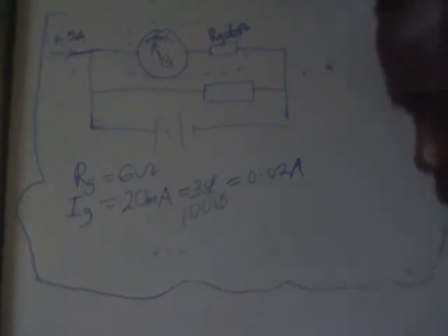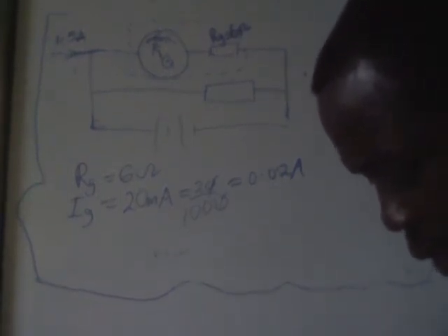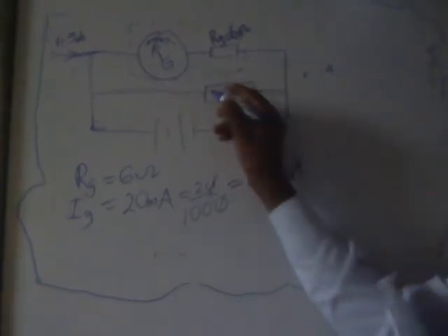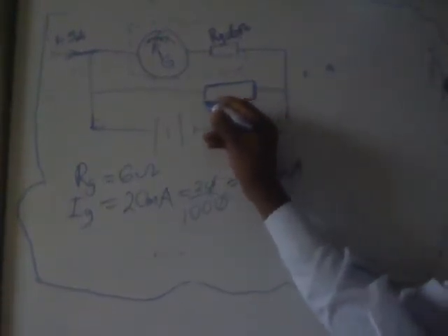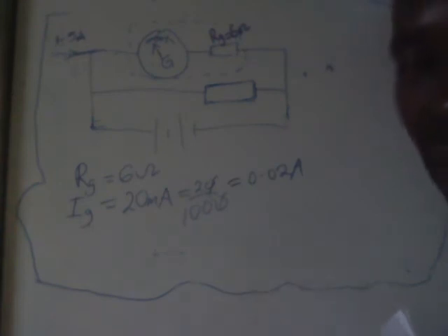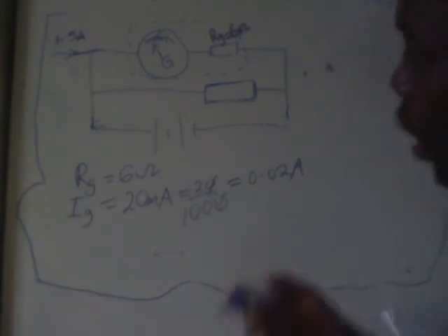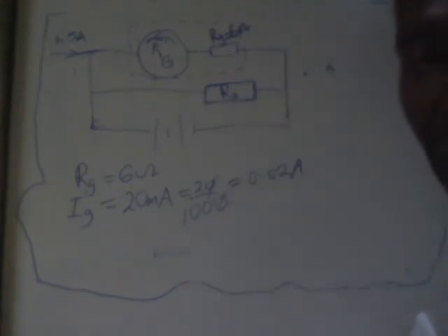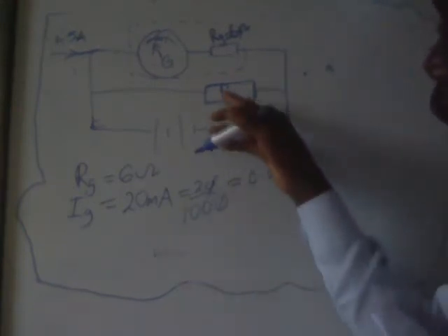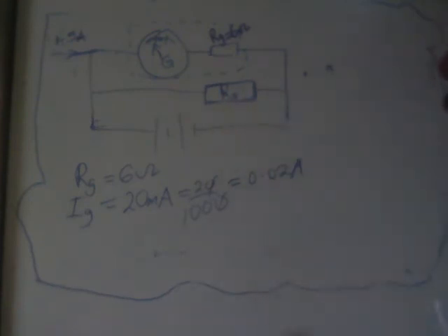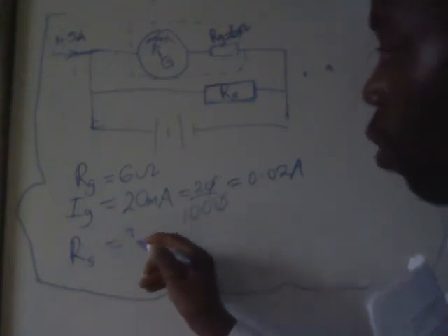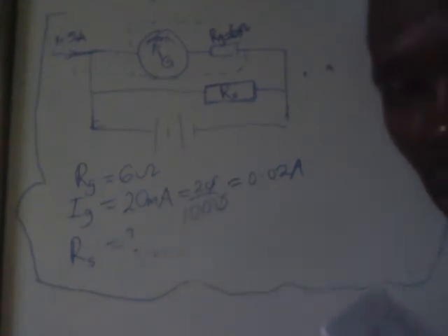Now they said to calculate the value of the resistance required to make it capable of measuring 1.5 amperes. So this is the resistance we are looking for. That's the low resistance, otherwise known as shunt. Let me use capital R, subscript S, to represent the shunt resistance. That's what we're looking for.